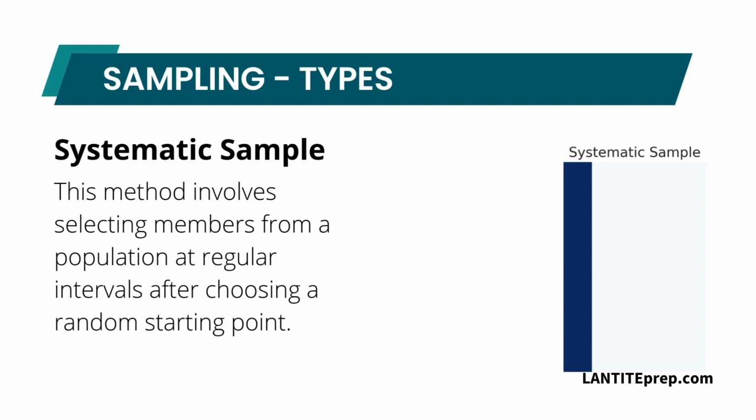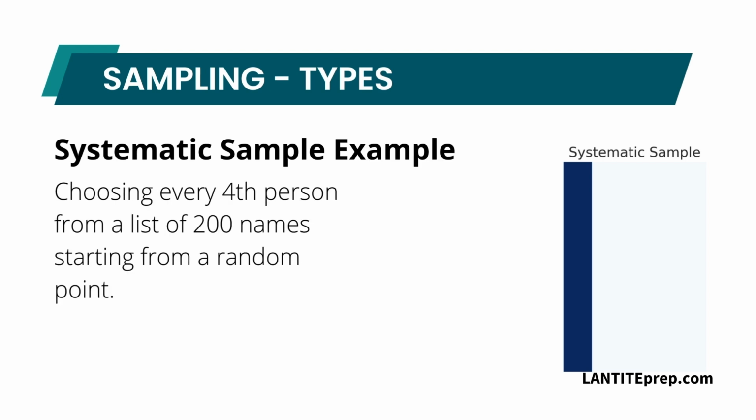A systematic sample involves selecting members from a population at regular intervals after choosing a random starting point. The example here is choosing every 4th person from a list of 200 names starting from a random point.